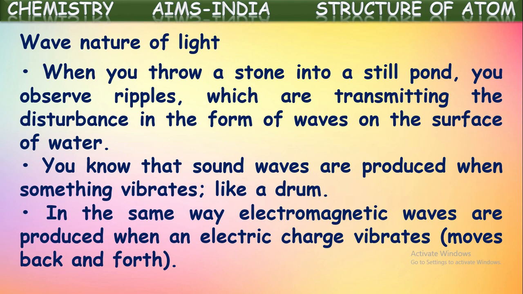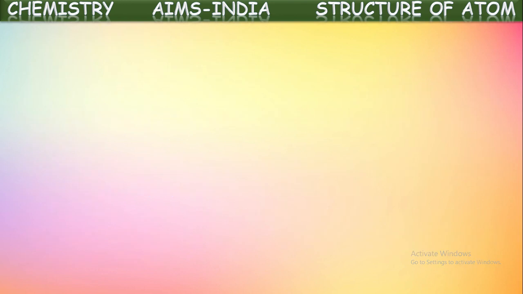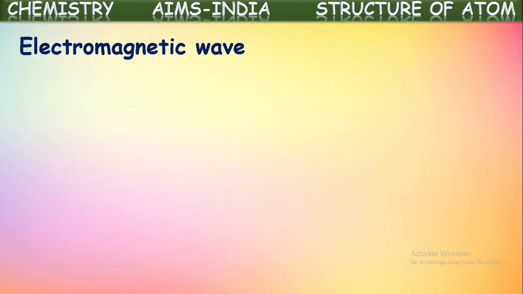So how are these sound waves produced when something is vibrating, like a drum? How are these waves produced on the surface of water when we hit it with a stone? In the same way, electromagnetic waves are produced when an electric charge is vibrating. When an electric charge vibrates, electromagnetic waves are produced. Okay. So what are these electromagnetic waves?